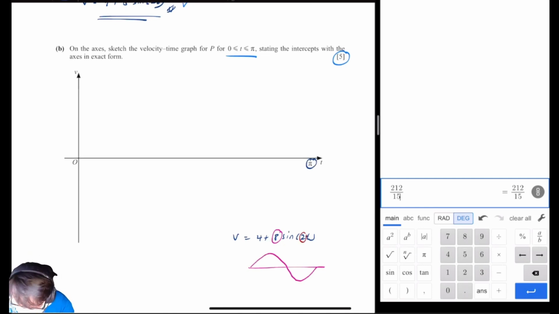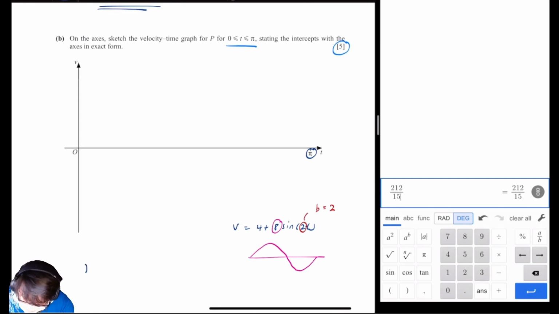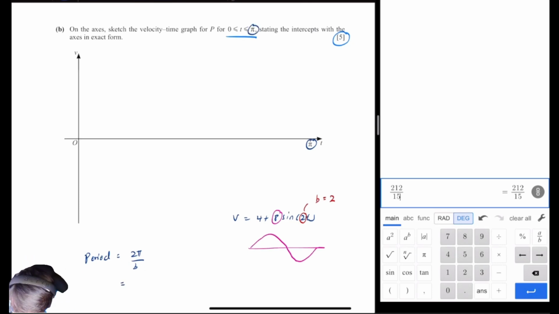And clearly, we already have the value of b. B is equal to 2. And when it's a sine curve, you know that the formula for period is always 2 pi over b or 360 over b. I'm using pi because the domain given here is pi. So given that b is equal to 2, my period is pi, meaning that I will need pi in order to complete one cycle. So you can pretty much predict that my graph is going to be only one cycle.